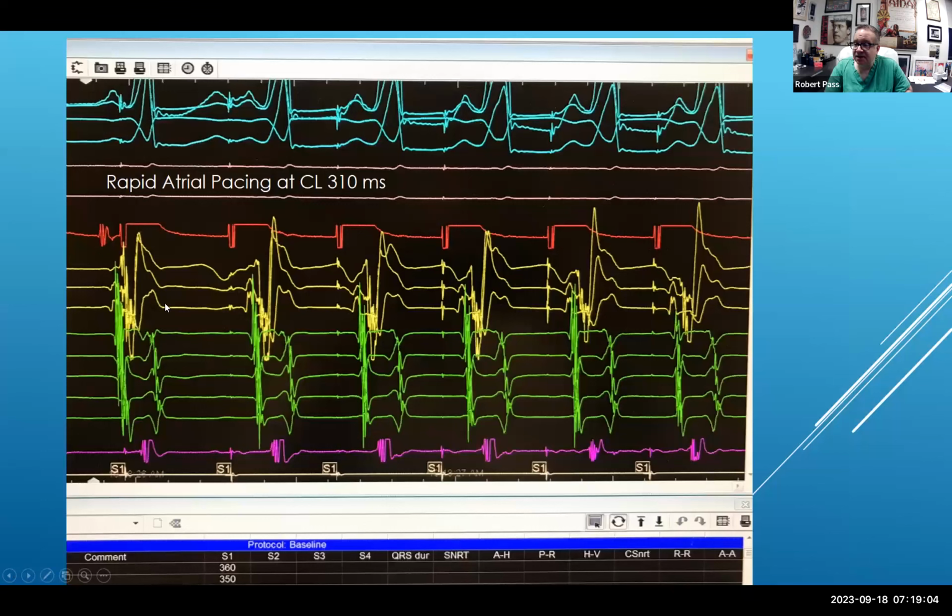Now we've gone down 10 milliseconds at a time, but here we are at cycle length 310. And we are still conducting via the accessory pathway at 310. Now, remember that the level of real danger is 250 milliseconds. And what we consider to be quote unquote low risk is longer than 300 milliseconds. So we don't know the answer at this point.